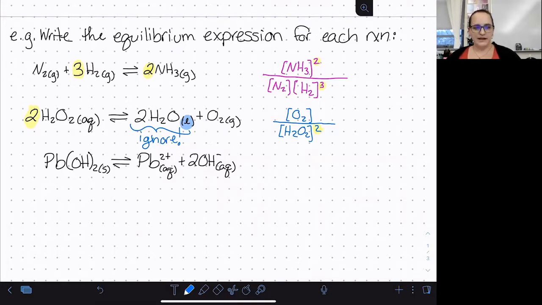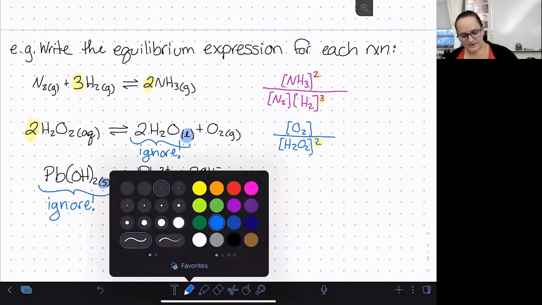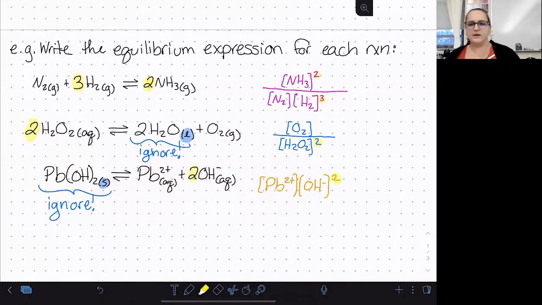And then our last one, we have a solid. Solids also get ignored. And then our products are both aqueous. So we have lead, 2+, times OH-, which had a coefficient of 2. So that becomes an exponent of 2.